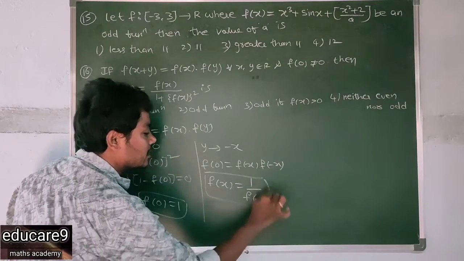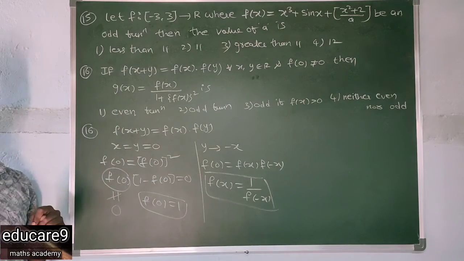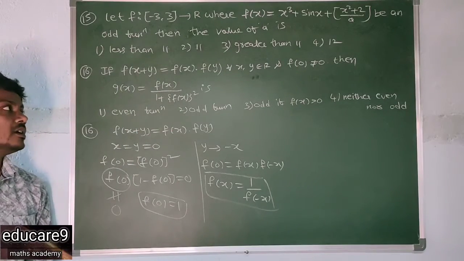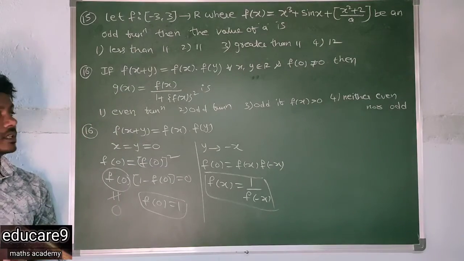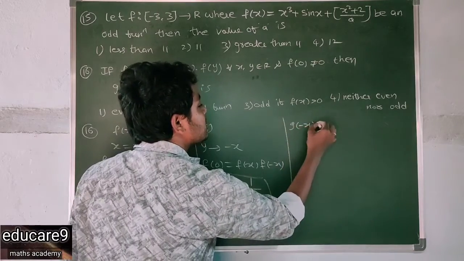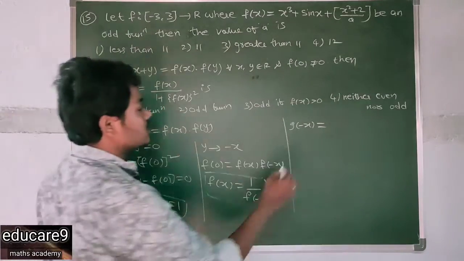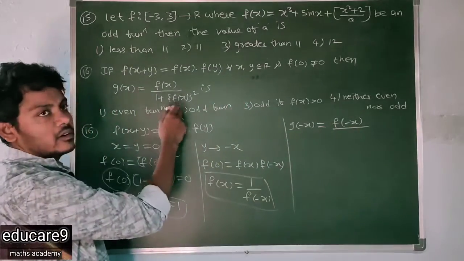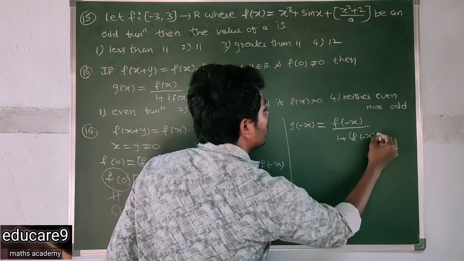This is another thing. Now you want to find g of x. So what is g of x? f of x by 1 plus f of x whole square. So you want to find whether this is even or odd or neither even nor odd. So for that you want to find g of minus x. So what is g of minus x? Replace x by minus x. So you get f of minus x divided by 1 plus f of minus x whole square.